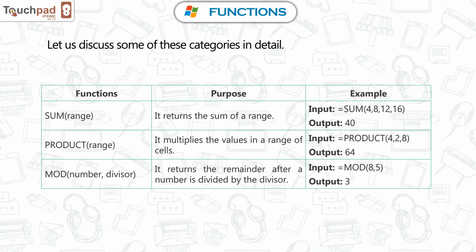It multiplies the values in a range of cells. Input is =PRODUCT(4, 2, 8). Output: 64. MOD(number, divisor). It returns the remainder after a number is divided by the divisor. Input is =MOD(8, 5). Output: 2.